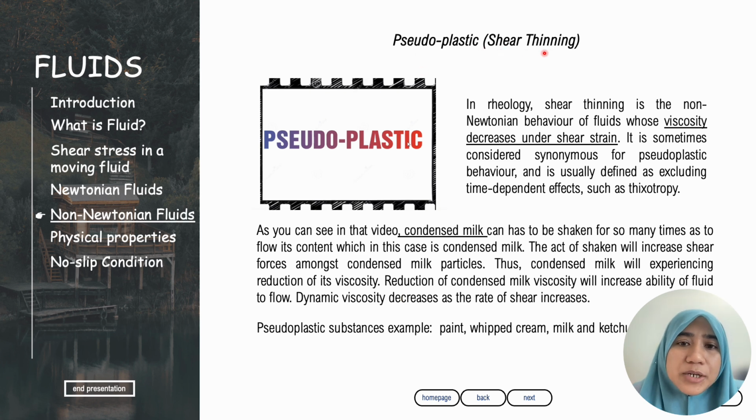Pseudoplastic, or what we call shear thinning, is a non-Newtonian behavior where the viscosity decreases under shear strain. It is sometimes considered synonymous with pseudoplastic behavior and usually defined as excluding time-dependent effects, such as thixotropy. So let's see the video here.